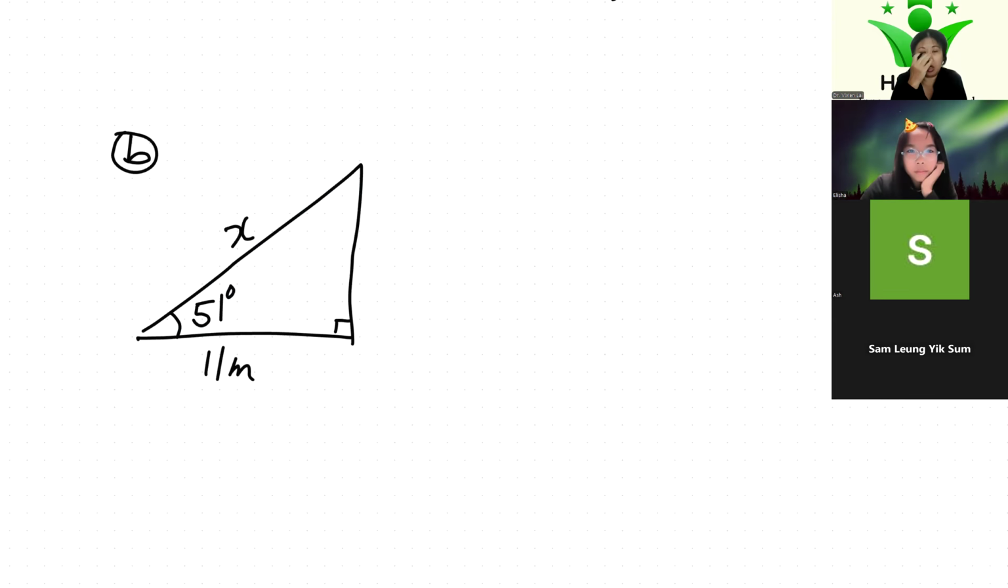Sam, can you tell me what do I have? A, H, what do I have? Can you label this one for me? In terms of A, H, O, can you label these two for me, Sam?